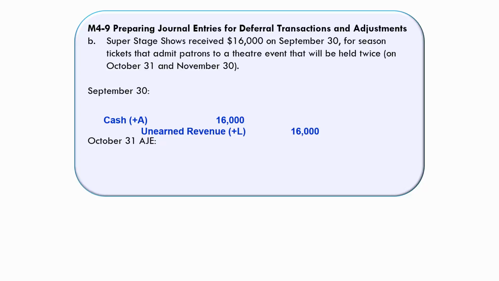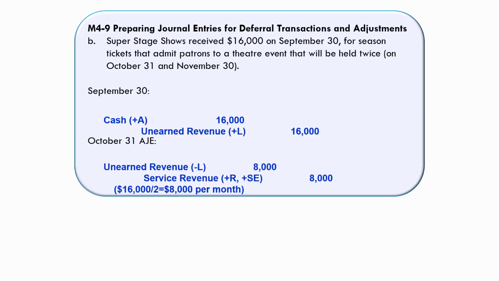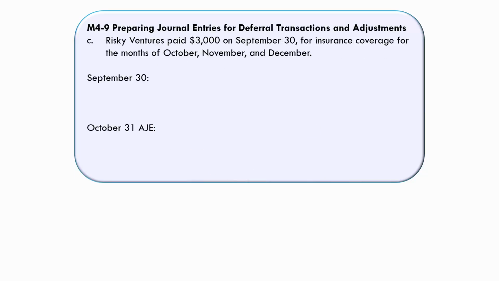They have to do some work to be able to record it as revenue, and they will do work when they held the events. So the first event's held, and in the end of October they can record half of it, and then when the next month passes they can record the other half.